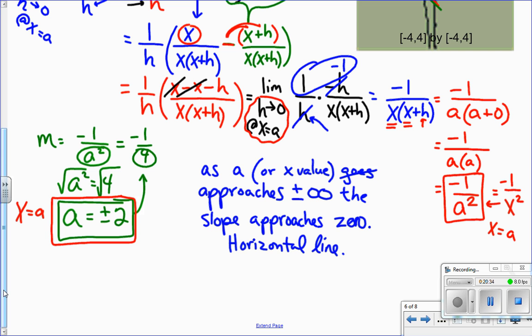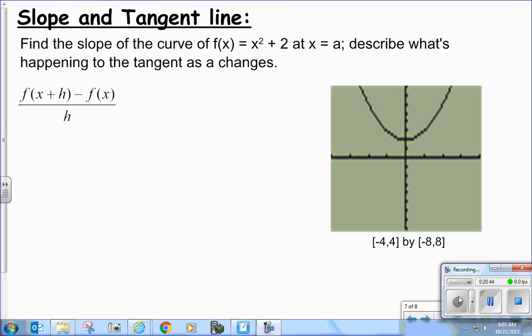Alright? That was a lot of work, because there are fractions involved. And it asks us 3 or 4 more interpretive questions, basically. Alright, slope and tangent line. Again, let's do the same thing. They don't ask us as many questions. But let's find the slope of the curve of the function x squared plus 2. Thank God there are no fractions involved. Right at x equals a. Describe what happens to the tangent line as it changes. We kind of just did that, so we kind of got a good feel for it.